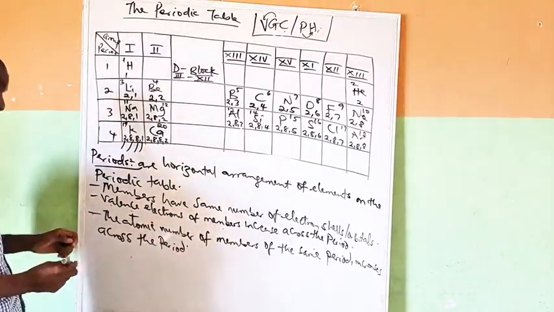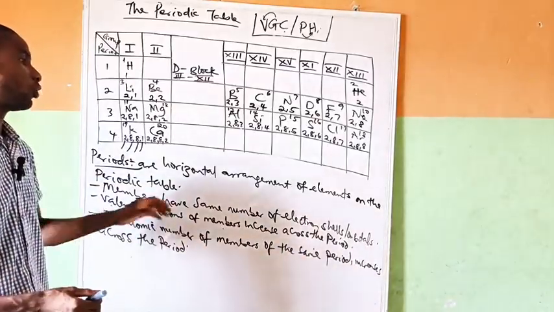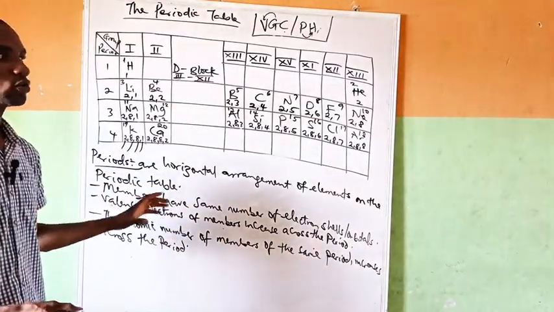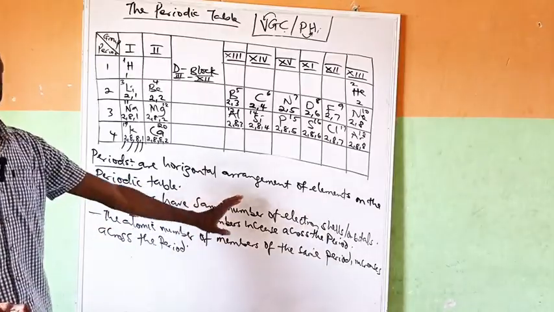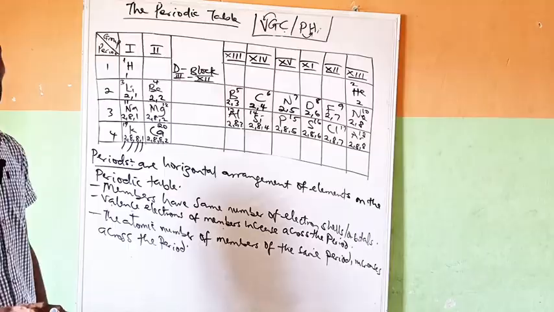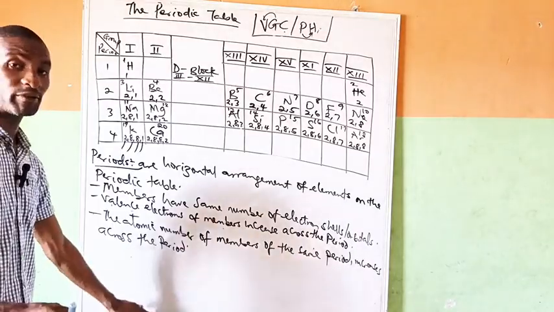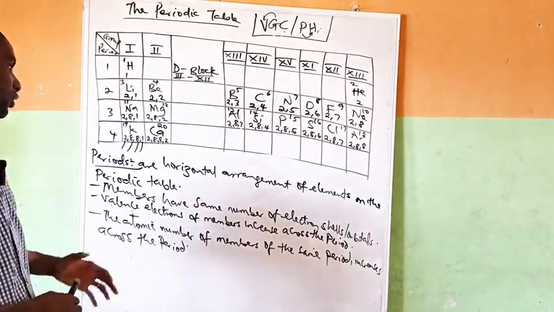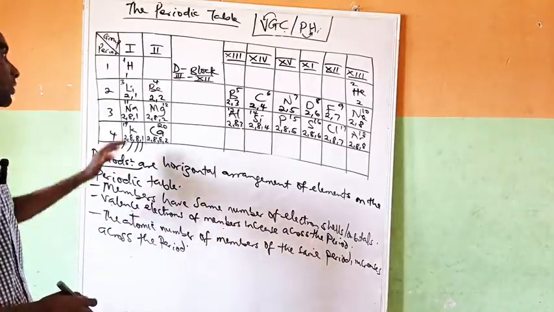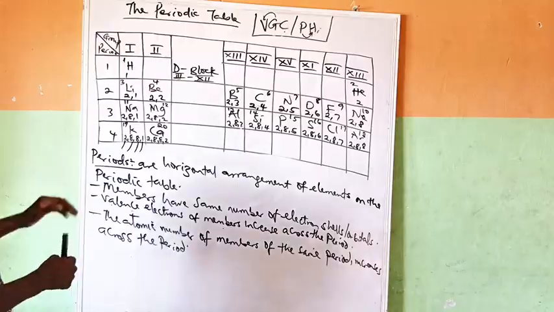So in your exam, you could be asked to write what are the similarities, what do members of the same period have in common? This is it. Members of the same group, what do they have in common? We've spoken about that earlier. So now we've spoken about periods and we've spoken about groups. So let's go back to what we have here.